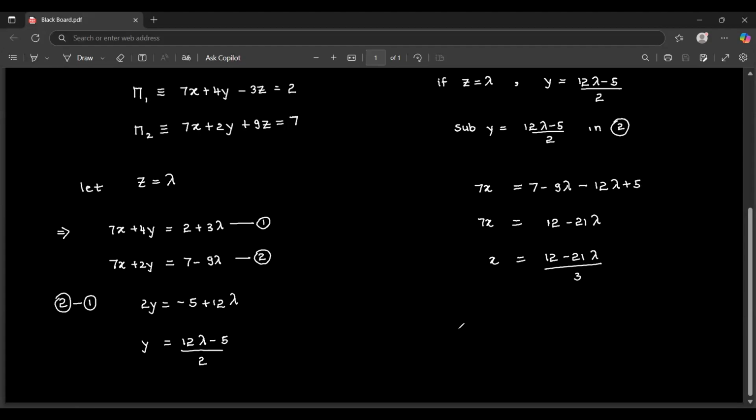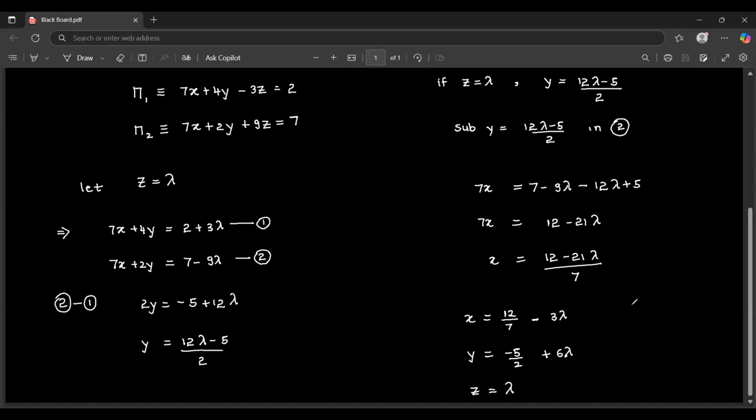So the parametric equations have been given. So x is equal to, not 3, 7 here. I have to write down 7 here. So x will be equal to 12 over 7 minus 3 lambda. y is equal to minus 5 over 2 plus 6 lambda. And z is equal to lambda.